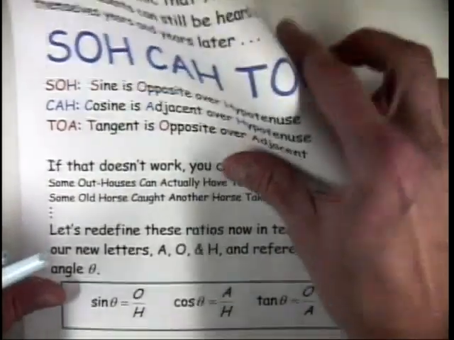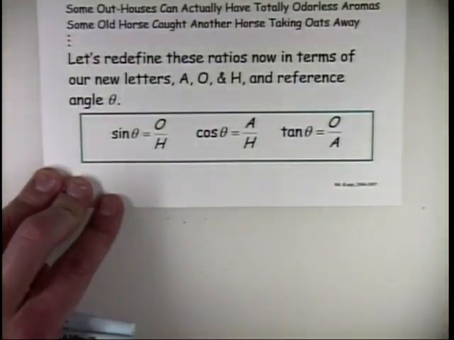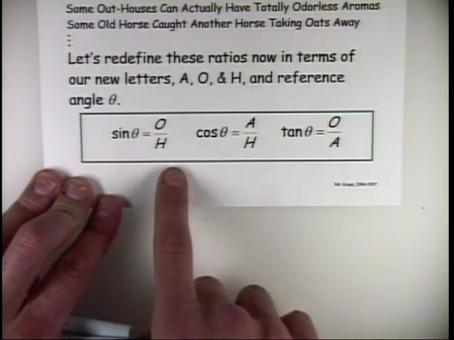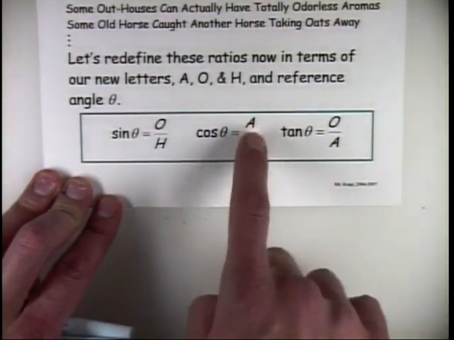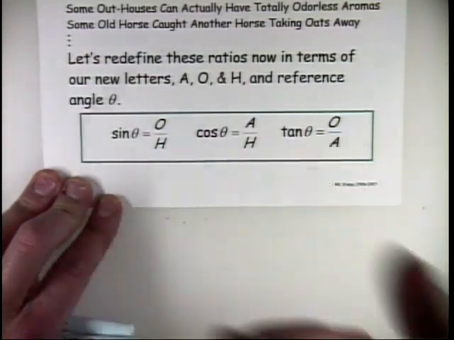All right, so we can really now redefine our ratios in terms of O for opposite, H for hypotenuse, and A for adjacent. Sine of theta is O over H, so cosine is A over H, CAH, tangent is O over A, TOA. Got it?